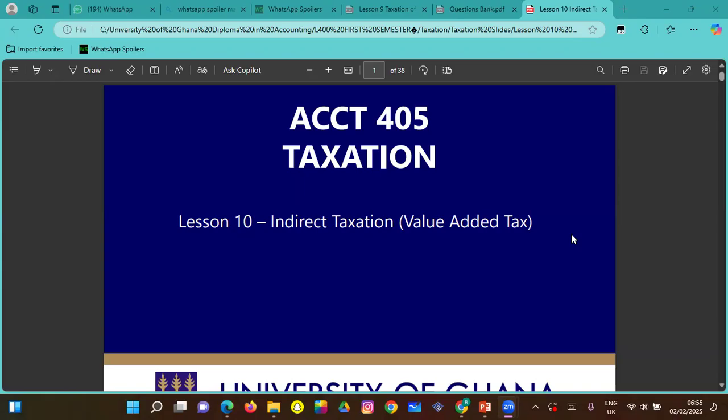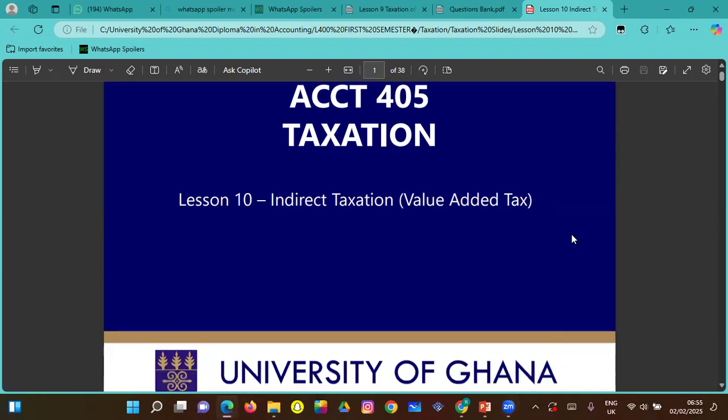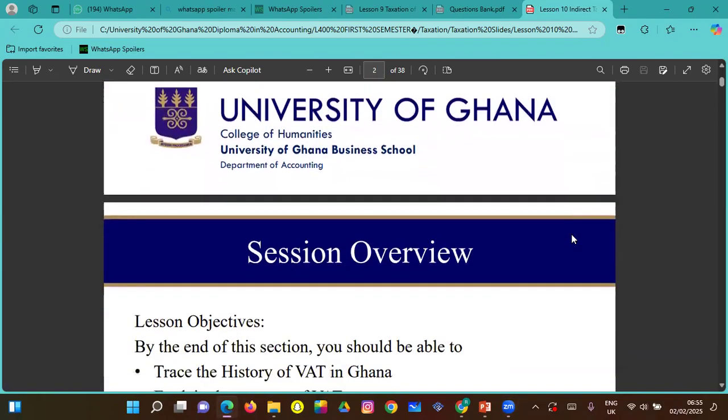All right, so today we're talking about value added tax, which is an indirect tax, right? So we will be moving on to lesson 10 of the principles and practice of taxation.